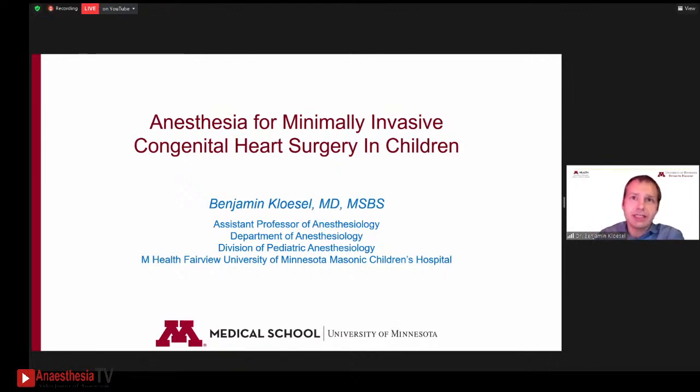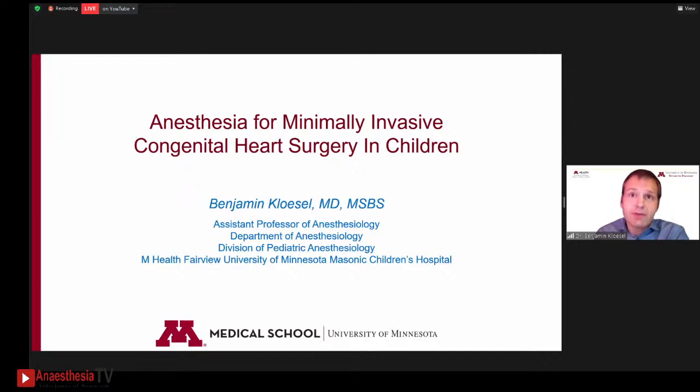Second, the heterogeneity and the complexity of the anatomic lesions in congenital heart disease. And then third, the availability of appropriately sized equipment. And in fact, if you asked a congenital cardiac surgeon 20 years ago about minimally invasive techniques, there's a very good chance that you would get an answer along the lines of, yeah, we're not doing this, and we're not really sure if this is going to come up anytime soon.